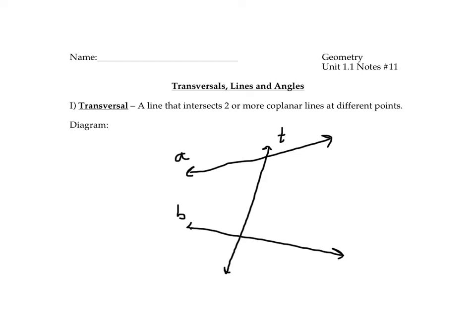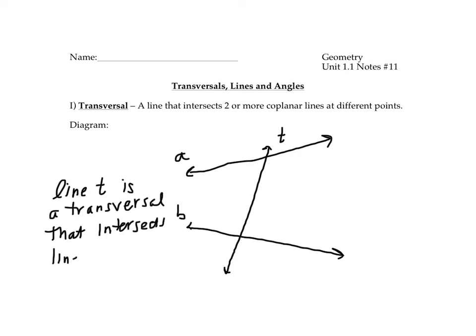Let's call that transversal T. So we can say that line T is a transversal that intersects lines A and B. Keep in mind that the transversal is the line that connects the other two lines, or that touches the other two lines.